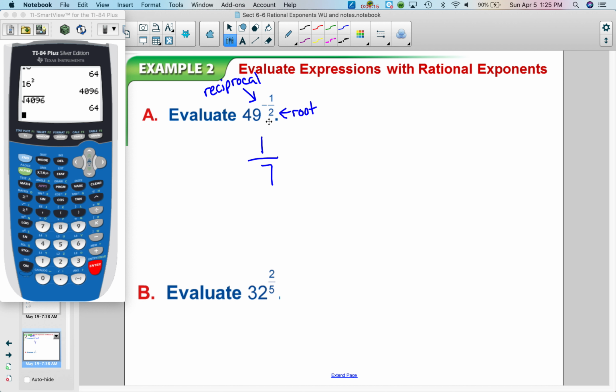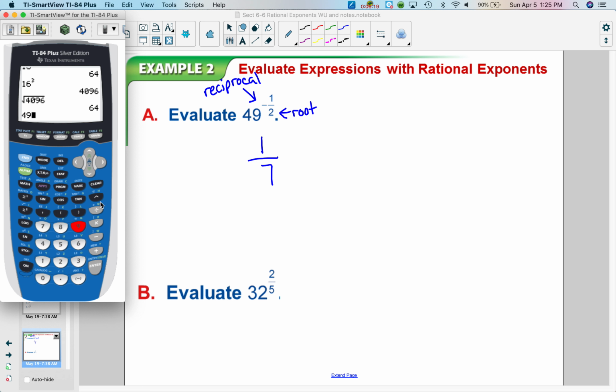Now, you should be able to do that in your head, but you can always do this. 49 raised to the negative 1/2. Now, it will give you a decimal approximation. I guess I could have switched it to a fraction, or you can just do 1/7 and verify that it's the same. But again, you can do that in your head. Remember that the negative means reciprocal.